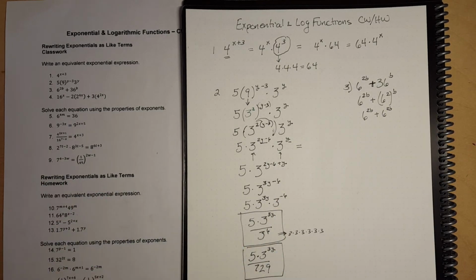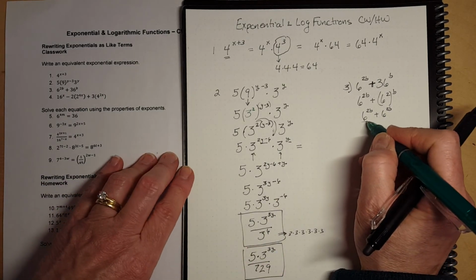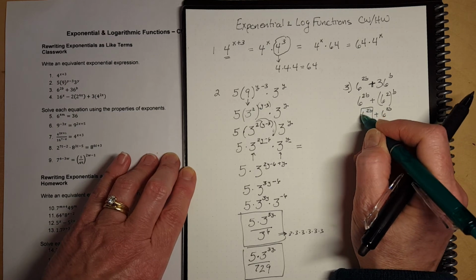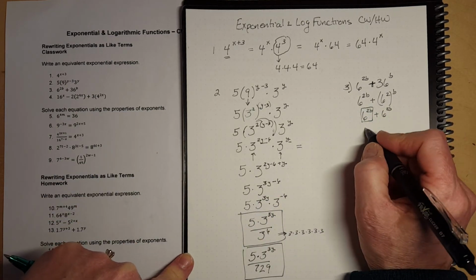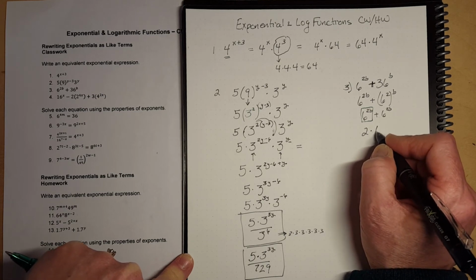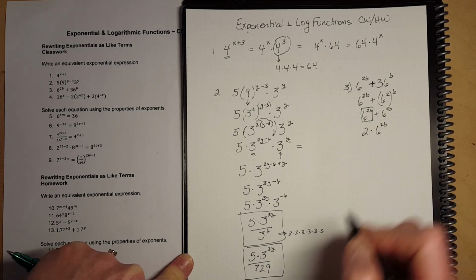And so this 6 to the 2b, that's like having an x. I have something plus itself. That means I have 2 of those. So I have 2 times 6 raised to the 2b.